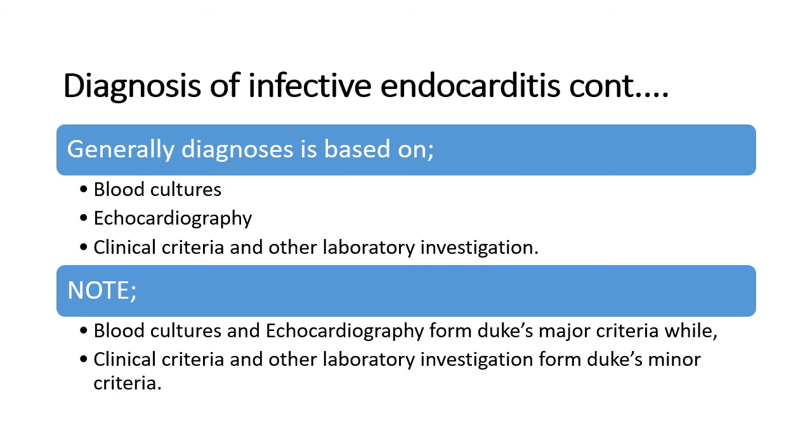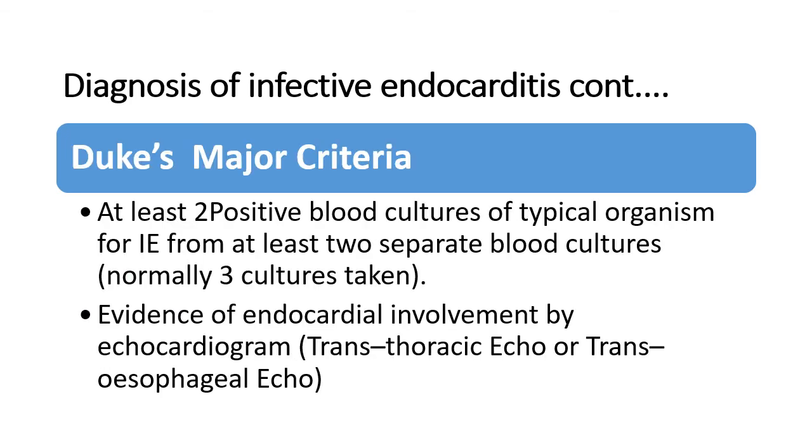So the rest, which is the clinical criteria and the other lab investigation, will give us those 8 minor criteria of modified Duke's. So the 8 minor criteria are found by using clinical scenario and the lab investigation.